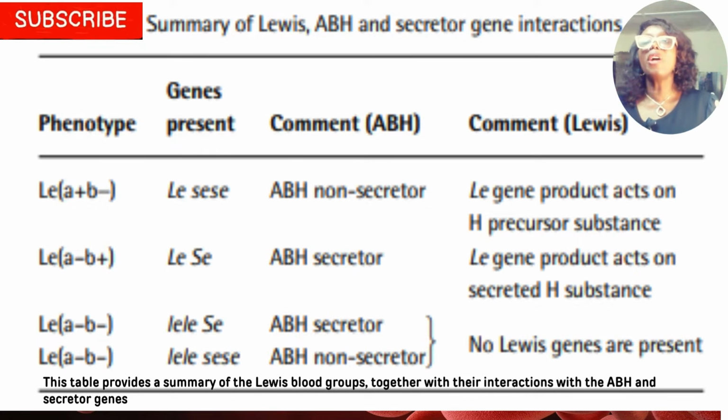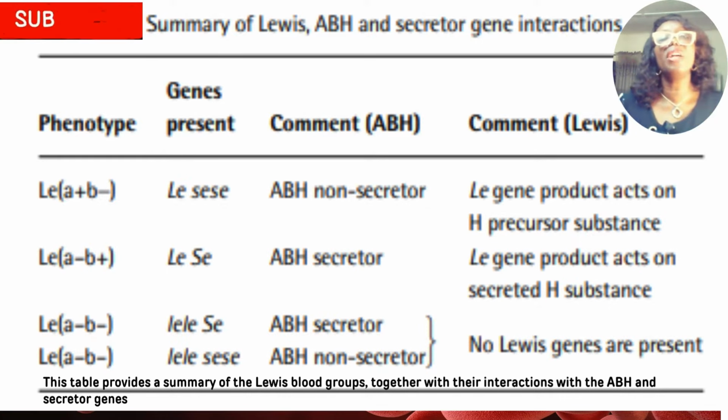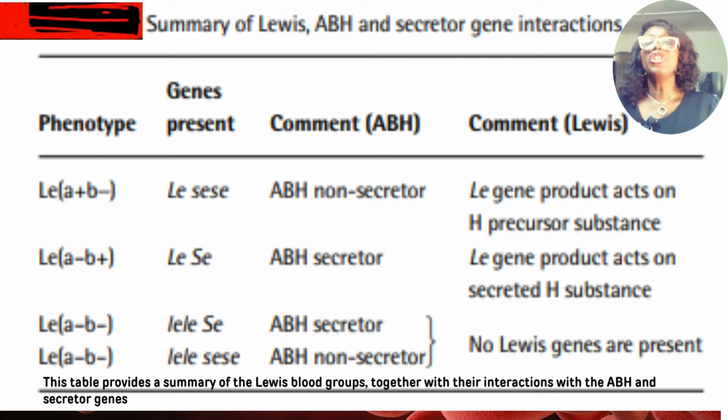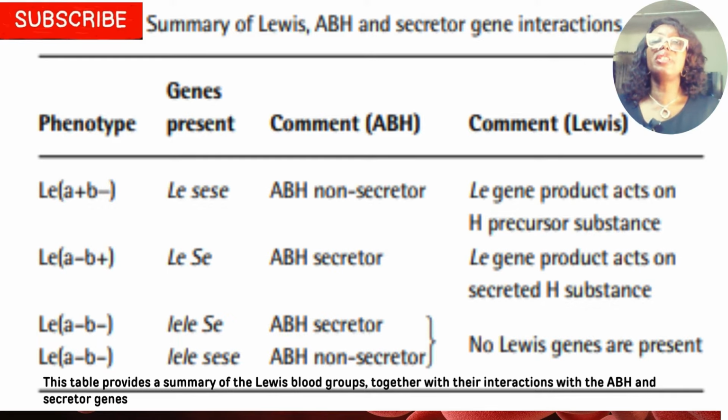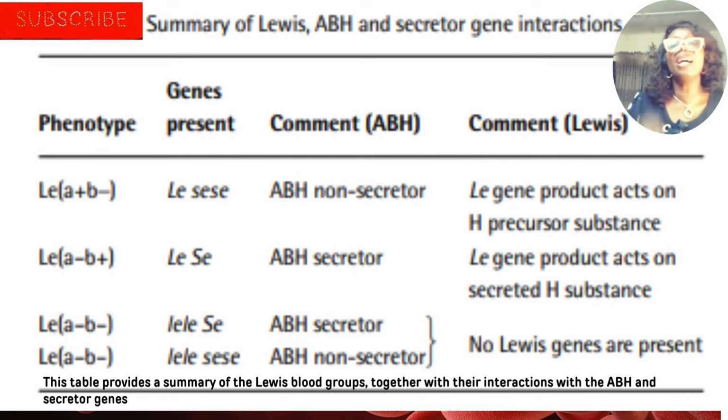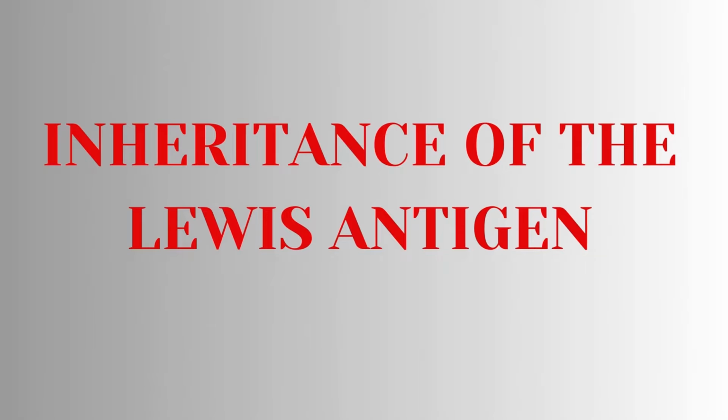But for individuals who are Lewis B positive, those individuals have the Lewis antigen, and also they have a functional FUT2 gene, that is the secretor gene. So these individuals are ABH secretors. For individuals who are Lewis A negative and Lewis B negative, they don't have the FUT3 gene, the Lewis antigen, and they can be secretor or non-secretor. But the important thing here is that they don't have the FUT3 gene.